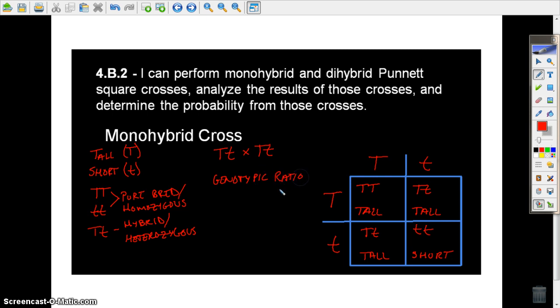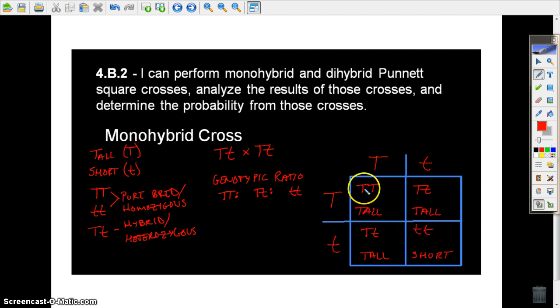I'm going to take all the possibilities that I have. So I have the possibility of being homozygous dominant. I have the possibility of being heterozygous. And I have the possibility of being homozygous recessive. And I'm just going to count up how many of each I have.